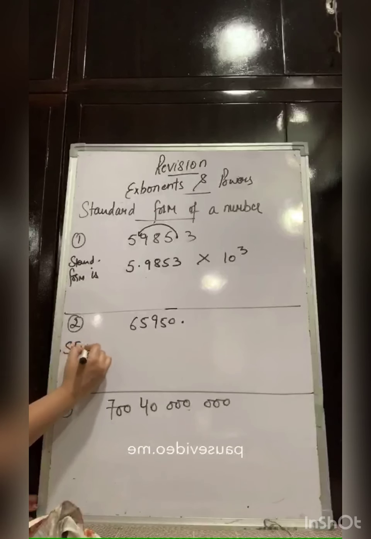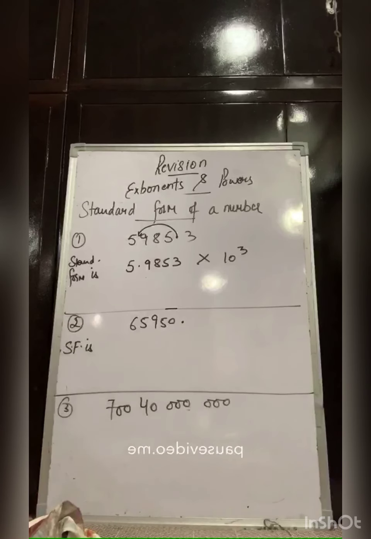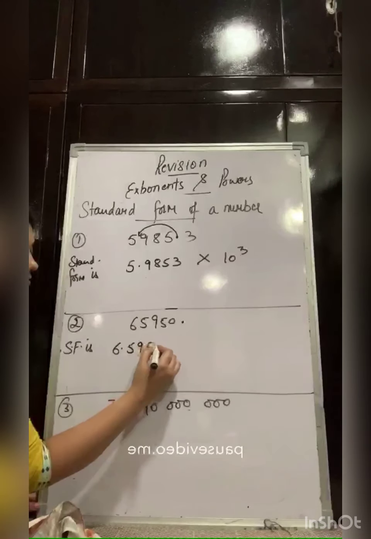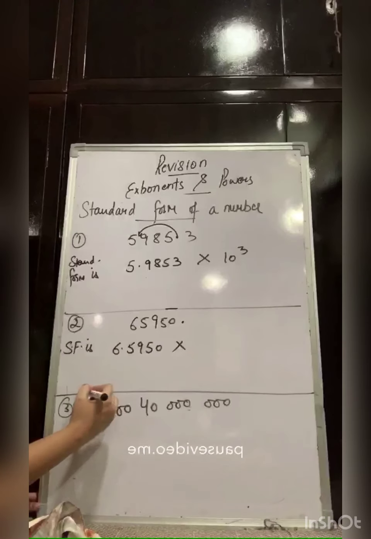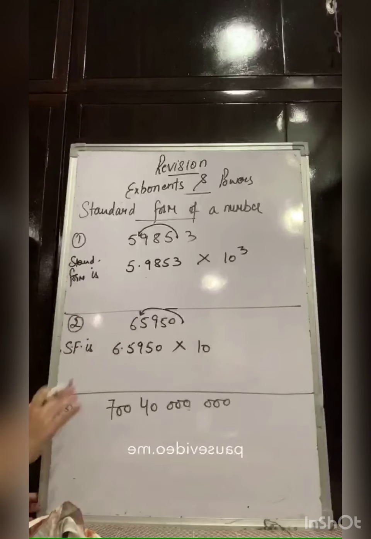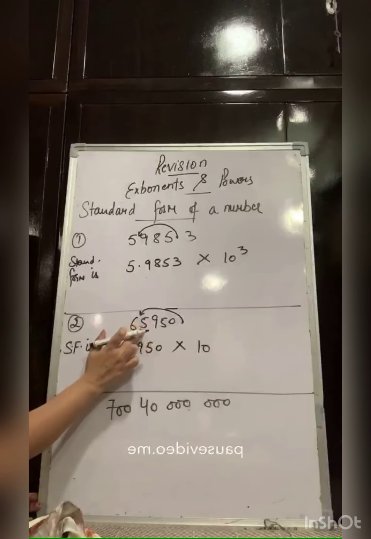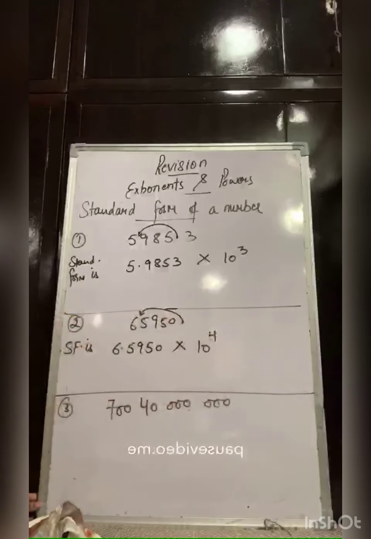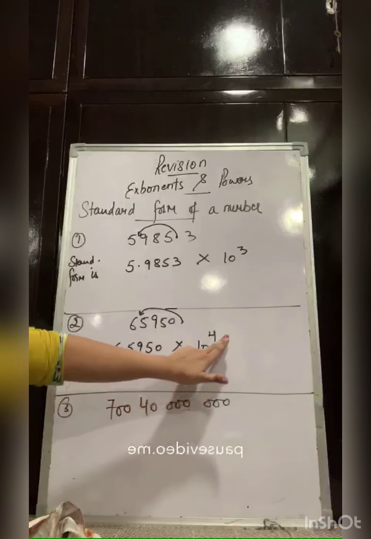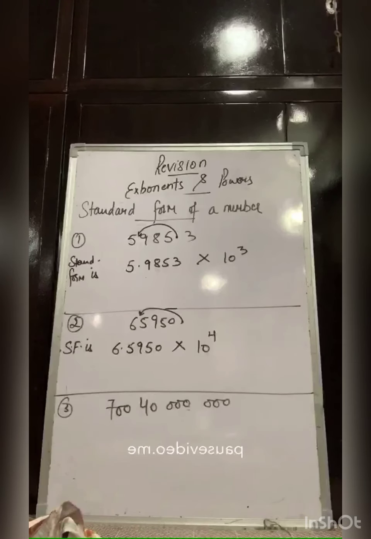Now we have to represent this number in standard form. So standard form is 6.5950 multiplied by 10 to the power. Now we are shifting the decimal. How many digits? 4 digits. 1, 2, 3, 4. So the answer is 6.5950 multiplied by 10 to the power 4. This is the standard form.